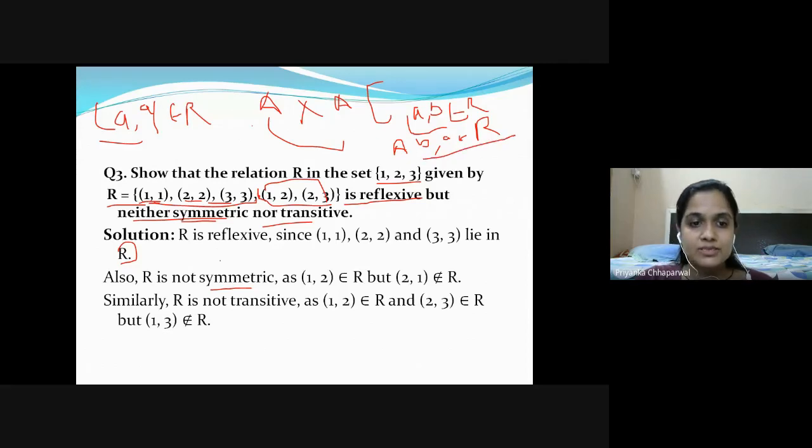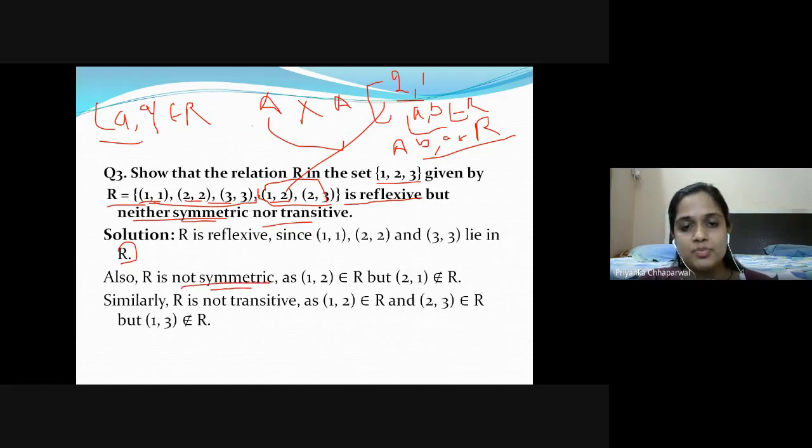So here we say that (1,1) belongs to R, so the opposite of this, (1,1), also belongs to R. (2,2) belongs to R, (3,3) also belongs to R. Here I am writing (1,2). Then what is the opposite of (1,2)? It is (2,1). So (1,2) belongs to R, but (2,1) does not belong to R. So (2,1) is not part of the set, so it is not a symmetric relation.